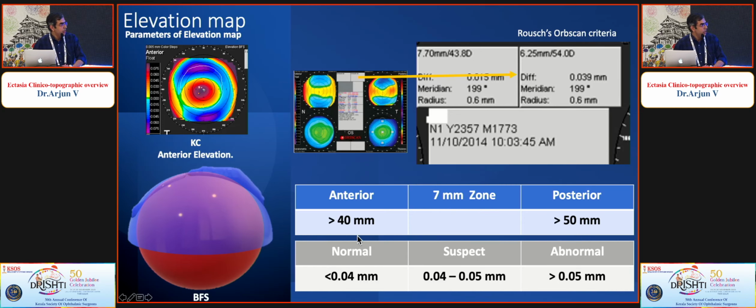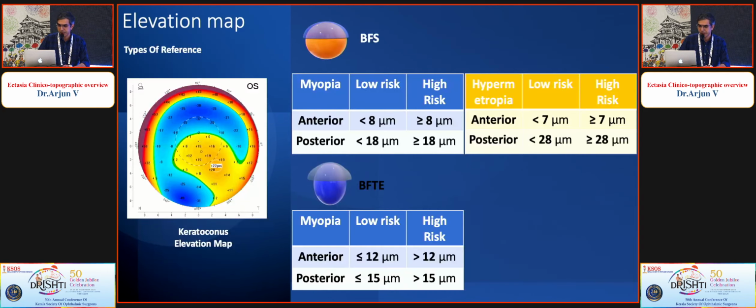If you see this caricature here, some areas are above the best fit sphere, some areas are below the best fit sphere. So the difference between the highest point above and the lowest point below should not be more than 0.04 mm. If it's more than 0.05 mm, it is considered abnormal. Again, you have to also see for the reference used before you use the values. In case of BFS, a value of more than 8 microns, or 18 microns for posterior, and in case of toric ellipsoid, 12 and 15 respectively, are considered abnormal, depending on whether it's myopic or hypermetropic.